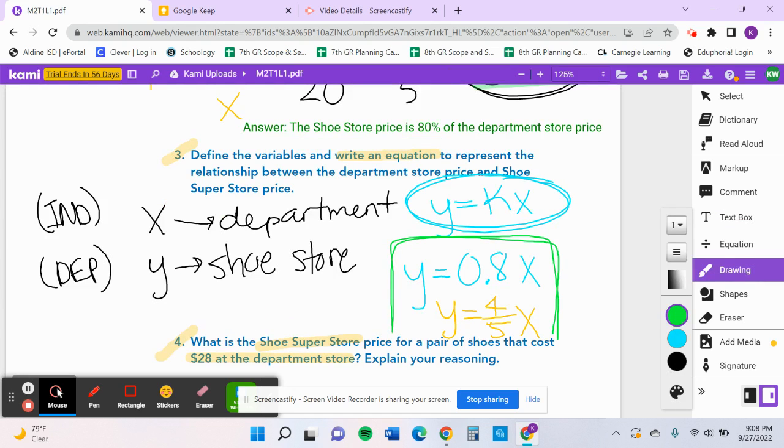Number 3 said to define the variables and write an equation. So we know we would express this in y is equal to kx form. So we know our constant. We can just simply throw that into our equation. y is equal to 0.8x, or y is equal to 4/5 times x. Now for my dependent and independent variables, I know that the shoe store's price is dependent on the department store's price. That is how I identified x and y. You could also, of course, have written this as d and s as well.